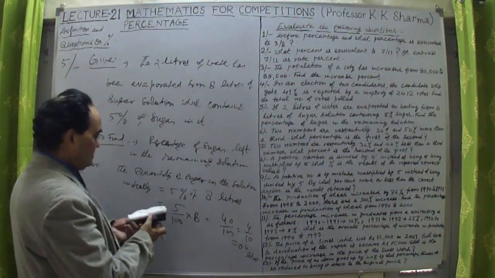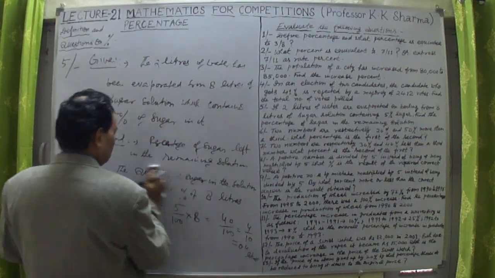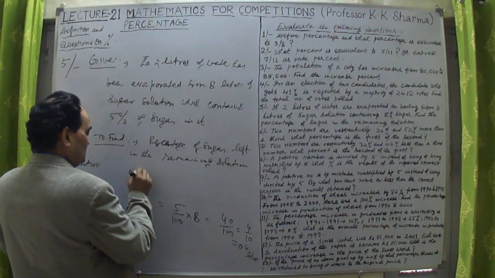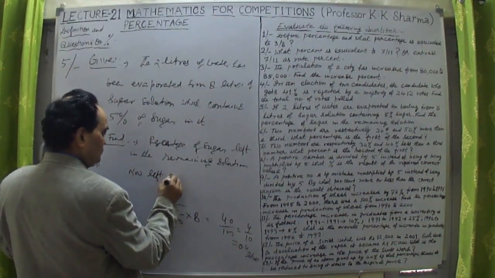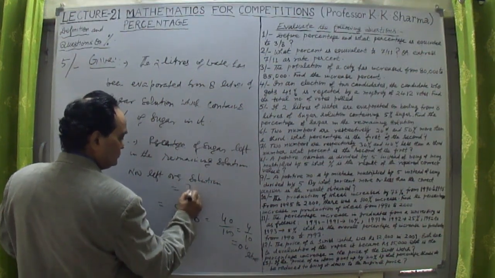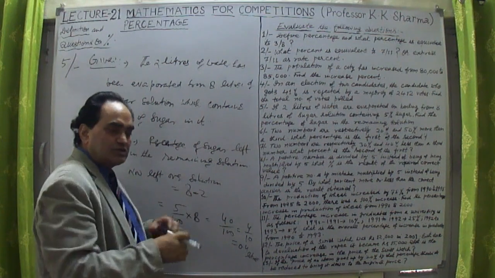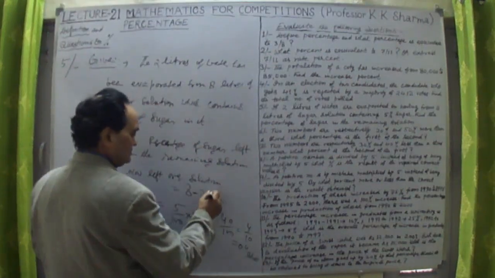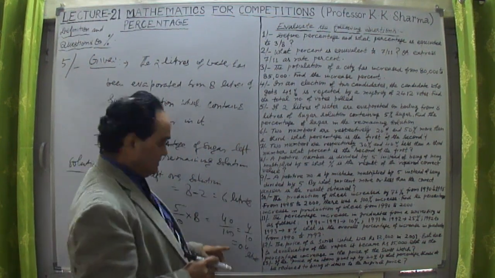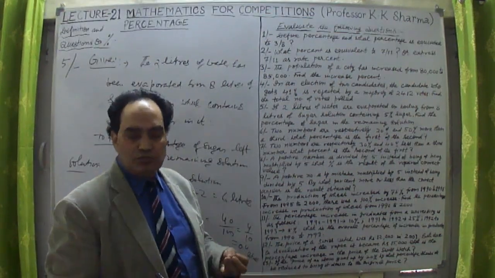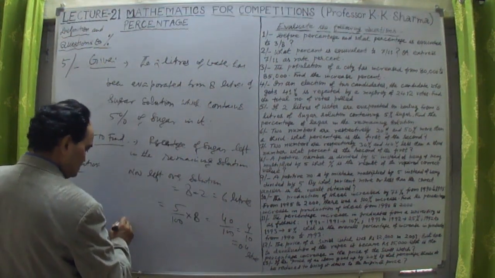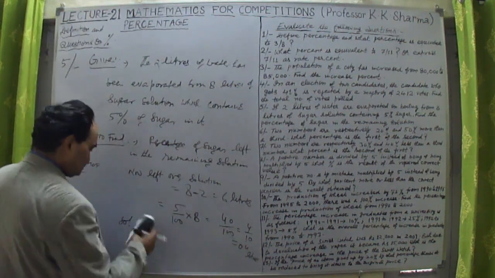Now the remaining solution, the leftover solution, is equal to 8 minus 2 because 2 liters of water has been evaporated. So the leftover quantity is 6 liters finally. So sugar is still there in 0.4 liters quantity, in the solution.